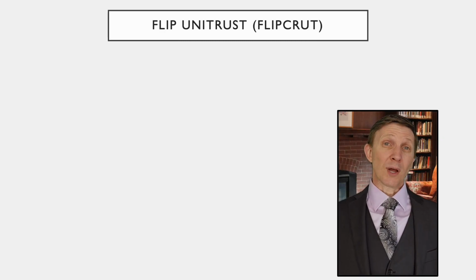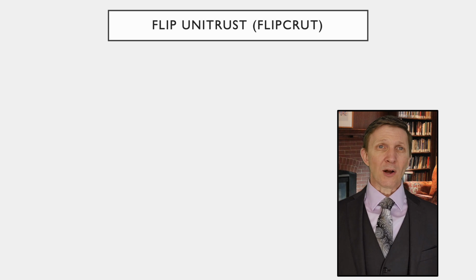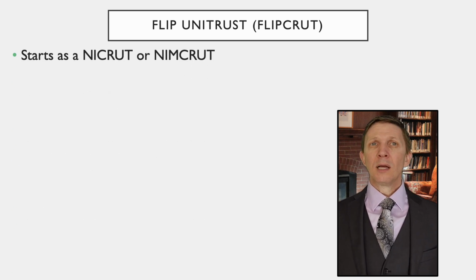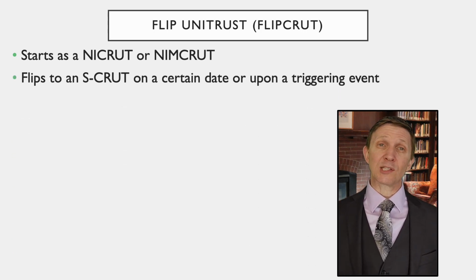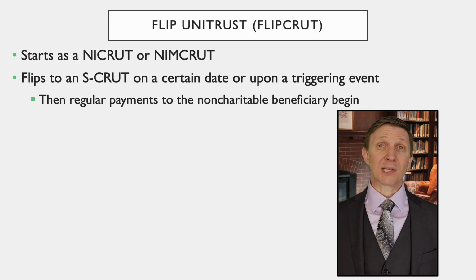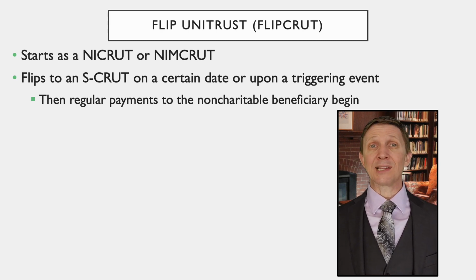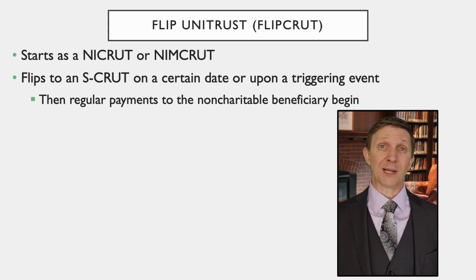The flip Unitrust, or flip CRUT, is the final variation of the CRUT. A flip CRUT starts as a NICRUT or NIMCRUT. Upon a certain date or a triggering event specified in the trust, the flip CRUT flips or changes to an SCRUT. Then regular payments of a percentage of the annual value of the assets to the non-charitable beneficiaries begin.